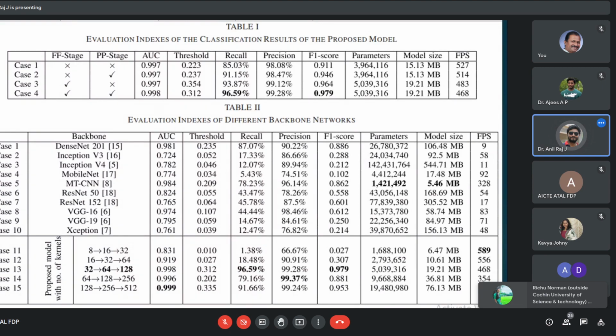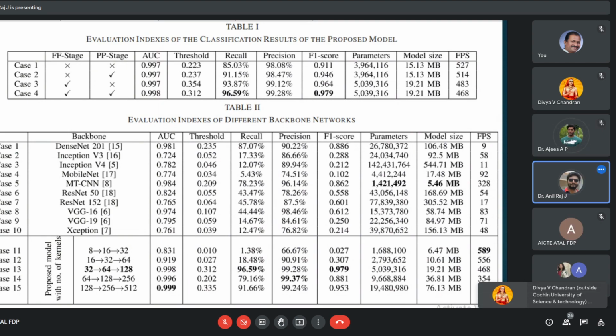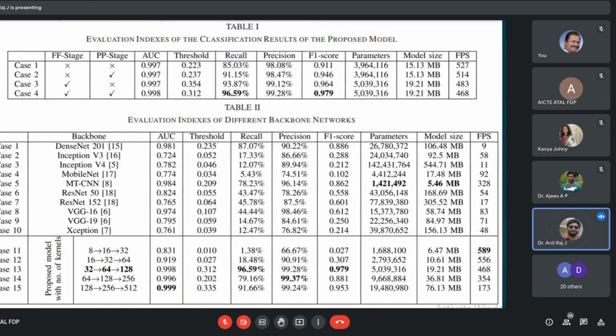So this first table. First we have to fix the evaluation indexes, like what all are the metrics we are using, what evaluation metrics we are focusing on for this type of application. This is a classification-based model, so I am fixing recall, precision, and F1 score as the accuracy parameters. And next, parameters, model size, and FPS.